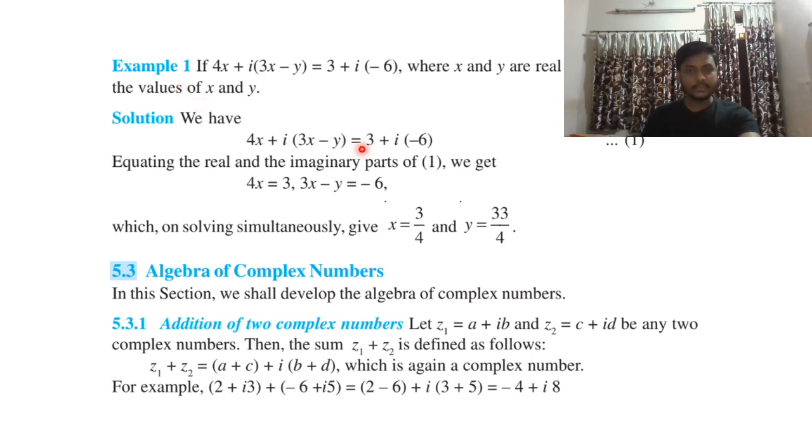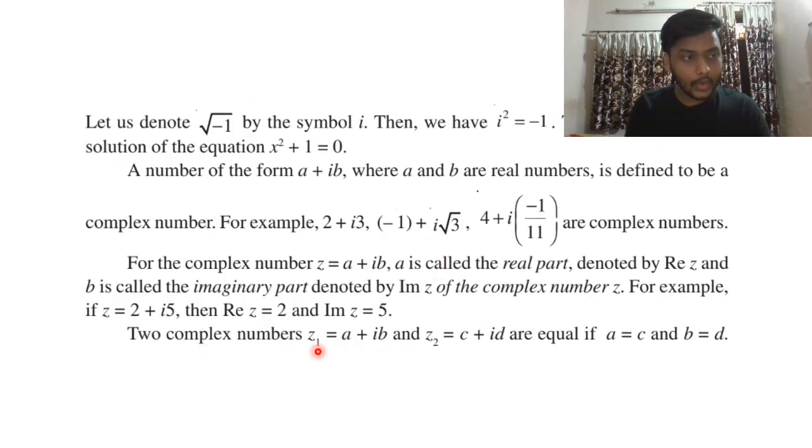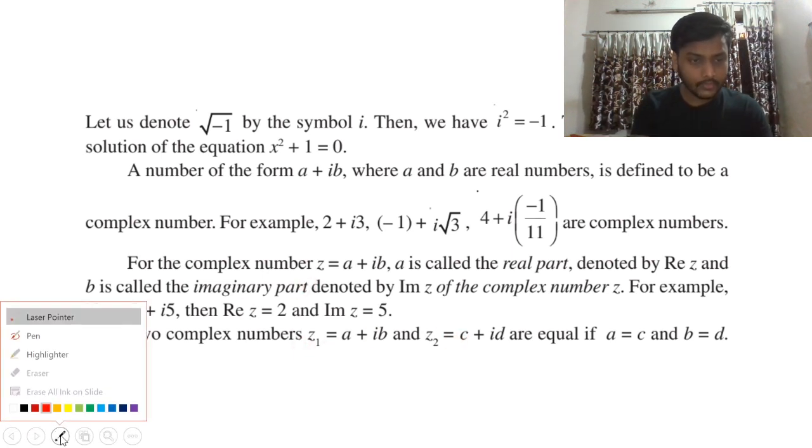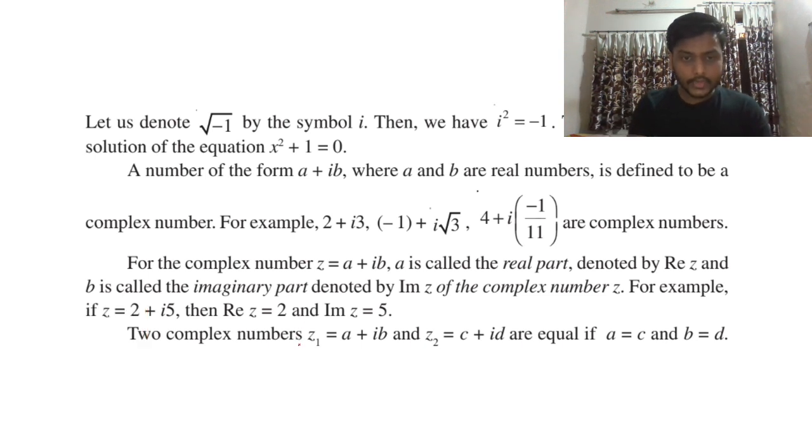So now guys, let's understand how we are going to move forward with this. As I told you in the last slide, when I'm saying that two complex numbers z1 and z2 are equal, what does it mean? It means that the real part of z1, which is a over here, is equal to the real part of z2, that is c, and the imaginary part of z1, that is b, is equal to the imaginary part of z2, that is d. So that's how we compare things: a equal to c and b equal to d.